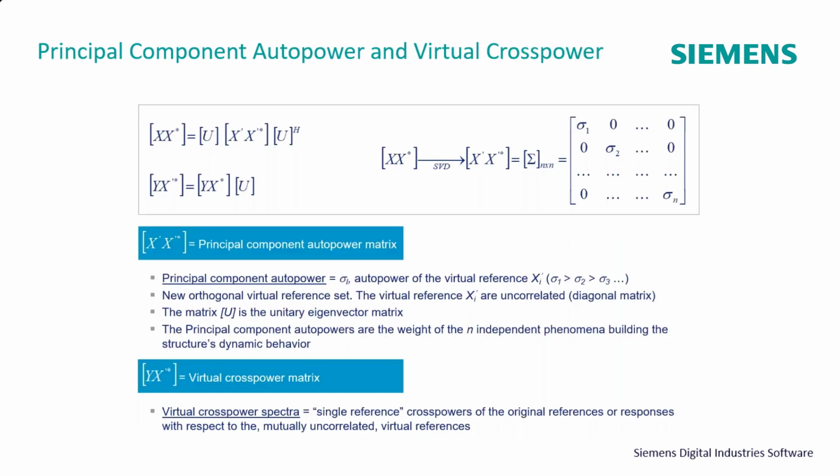Okay, so the output of the principal component analysis is the principal component autopower matrix. So these are the autopowers of the virtual references. We have a new orthogonal virtual reference set. So those have values on the diagonal, but no values on the off diagonal. U is a unity eigenvector matrix, so that's part of the math there. And then the principal component autopowers are the weight of the independent phenomena. Those are your principal components. We end up with a virtual cross-power matrix. These are single reference cross-powers of the original references or responses with respect to the new mutually uncorrelated virtual references. And these virtual spectra are what we're going to use in matrix inversion to calculate the forces.